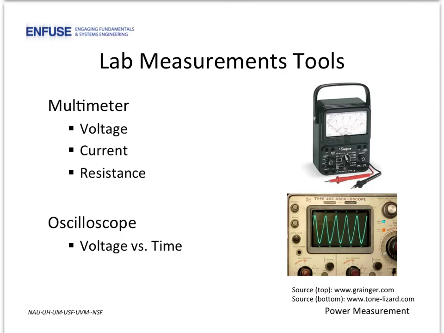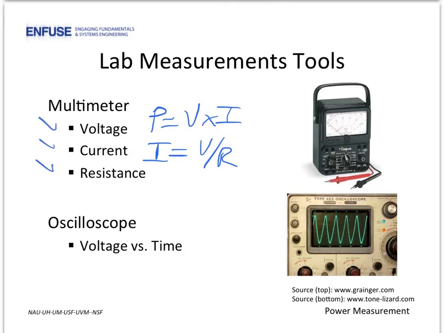PMUs and AMIs leverage the same measurement techniques that you will employ in your electrical engineering labs. As you know, power is the product of voltage and current, and these two parameters are related through resistance by Ohm's law. We use a multimeter to measure these values of voltage, current, and resistance. Here's a classic analog multimeter on the right.